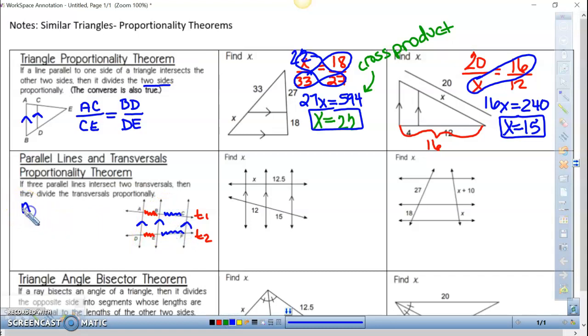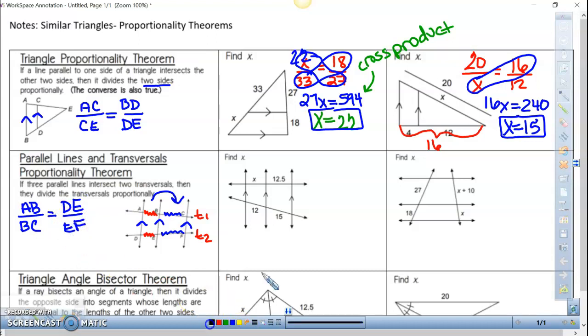So AB is on, again, there are different ways you can set this up. I can go AB to BC as my first ratio, or I can actually go AB to DE as my first ratio. So remember, there are different options. AB over BC, if I stay along that transversal, is going to be proportional to DE over EF.